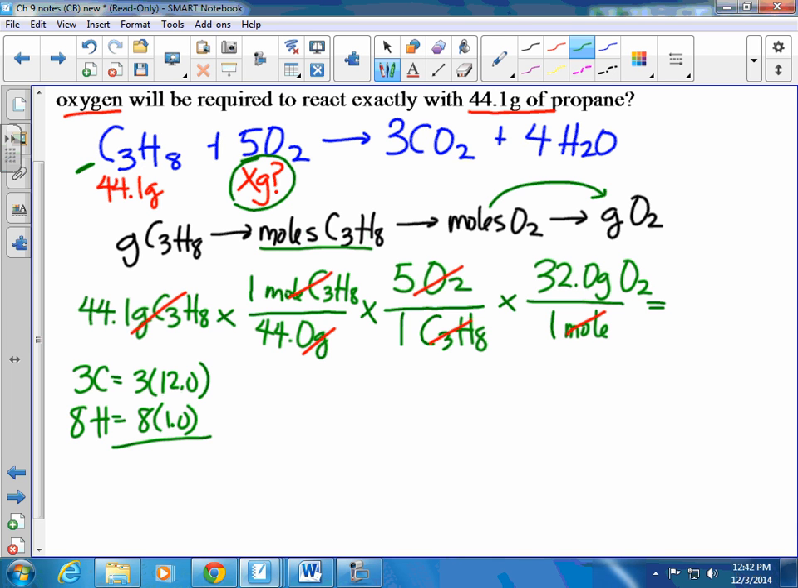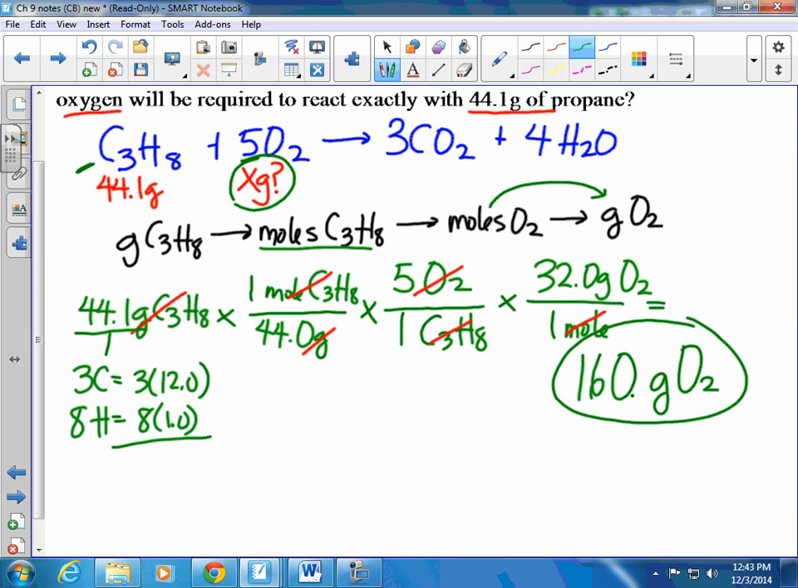So I'm going to take my calculator: 44.1 over 1, so I multiply all the way across the top, 44.1 times 5 times 32 divided by 44, and I need 3 significant figures, so the answer is 160. I need to put the decimal point behind that for 3 significant figures, grams of oxygen.